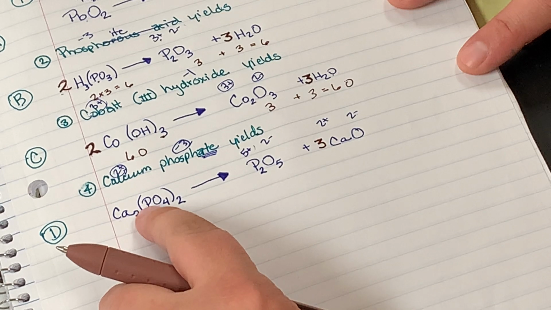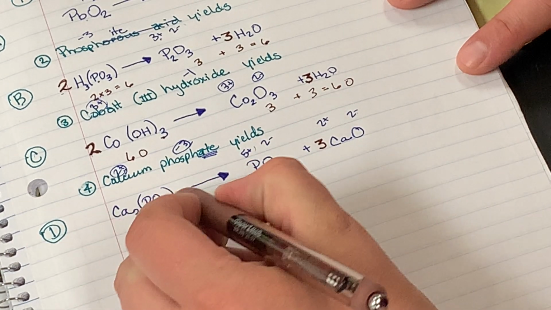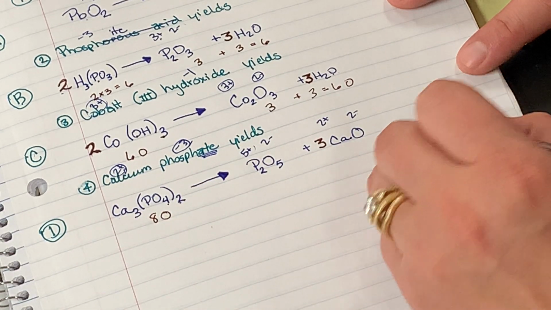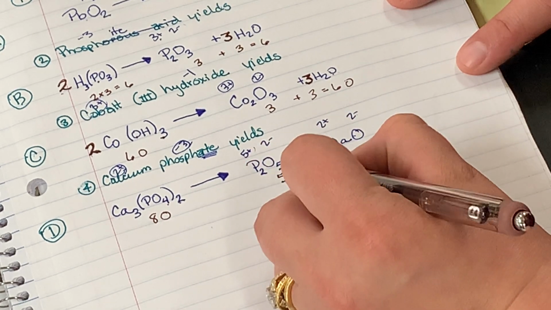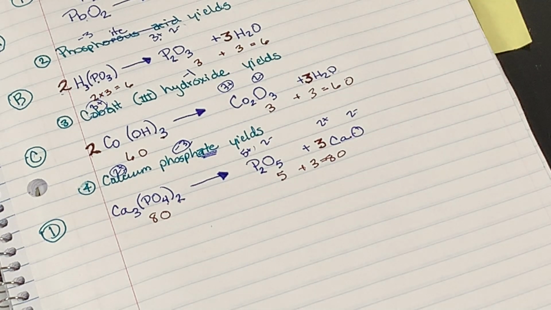For phosphorus, I've got 2 on the left and 2 on the right. Now let's count our oxygen. I've got 4 times 2, that's 8 total oxygens on the left. I have 5 here, and then I have another 3 here, so that's going to give me 8 oxygens on the right. So that is balanced.